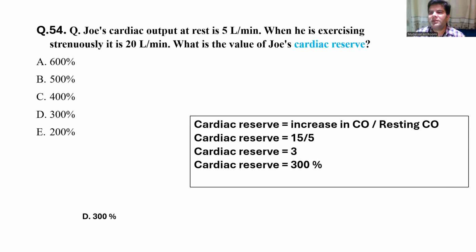So it means that this person who is having cardiac output of 5 liters per minute at resting time can have a maximum cardiac output of 20 liters per minute when he will be exercising strenuously, and his cardiac reserve is 300%. Cardiac reserve for athletes can be about 500 to 600%, and cardiac reserve is decreased in old age. It can be just 200% or 300%. And the cardiac reserve in case of cardiac failure can be decreased to 0%.